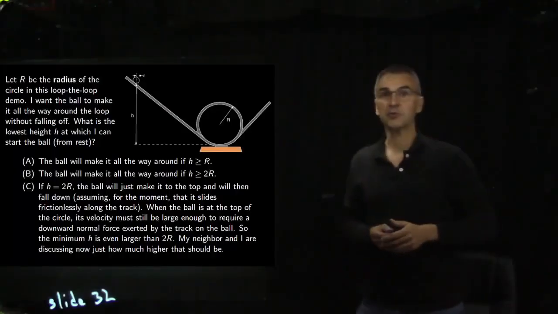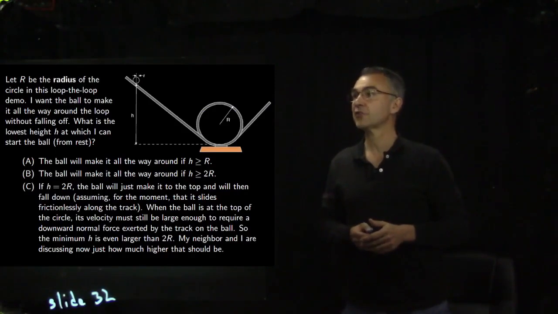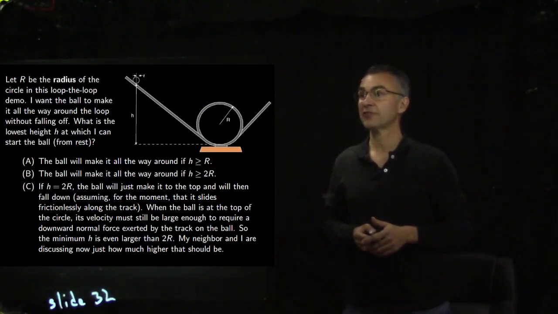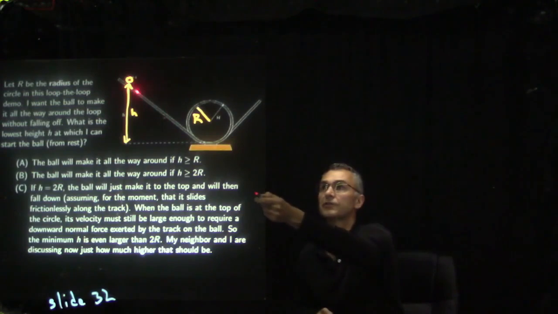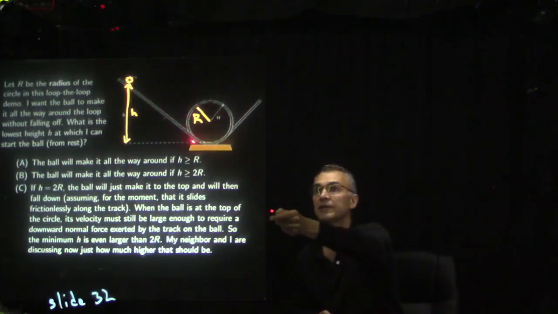Next, let's look at the loop-de-loop demo. Let r be the radius of the circle in the loop-de-loop demonstration. I want the ball to make it all the way around the loop without falling off. What is the lowest height h at which I can start the ball from rest? So we want the ball to start from here, some height h above the bottom, and it's going to make it all the way around without falling off.